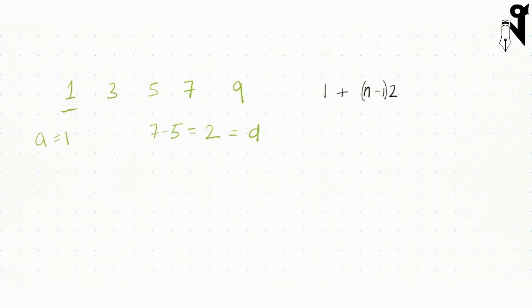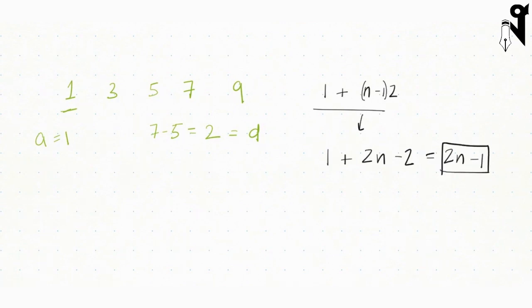I can expand this and simplify. This opens up to 1 plus 2n minus 2. This gives me 2n minus 1. So this is my general term. Of course, I started from the formula a plus (n minus 1)d, and from simplification, I reduced it to this down here.